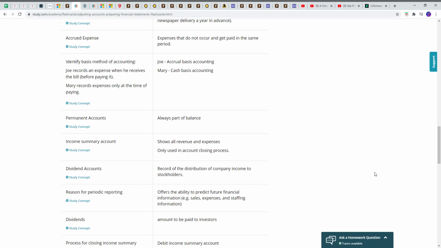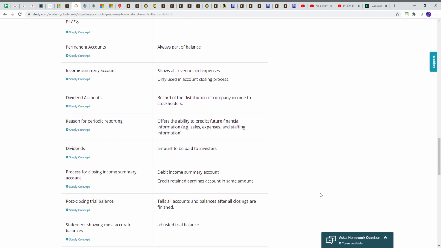Permanent accounts are always part of the balance. Income summary: shows all revenue and expenses, and is only used in the account closing process. Dividend accounts: a record of the distribution of company income to stockholders.